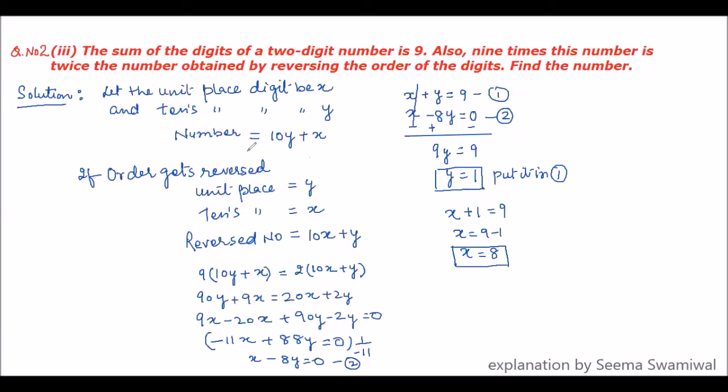And what about the original number? The original number was 10y plus x. So let's find out the number. Number is 10y plus x. Let's put the values of x and y. In the place of y, we will put 1, so this is 10 only. And in place of x, you will put 8. Therefore, the number is 18. So children, I hope you are able to understand.